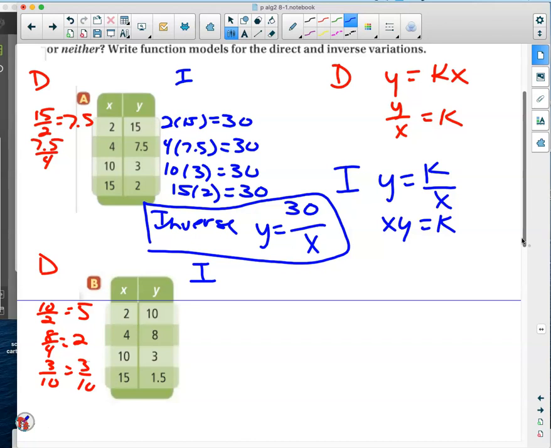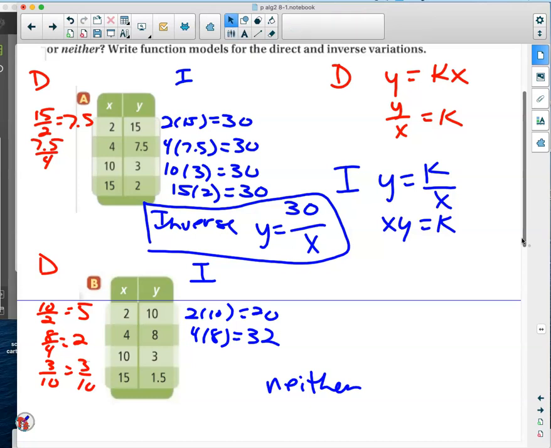Inverse is about division, so to see it in the table is multiplication. 2 times 10 is 20. 4 times 8 is, oh, well, if it's not direct and it's not inverse, what is it? And that we don't have to write those. It just says, hey, identify it. This isn't going to work. And like I said before, most equations that happen in the real world are neither. They just are. But when we get lucky, we get nice little ones that are going to give us our direct and inverse variation.